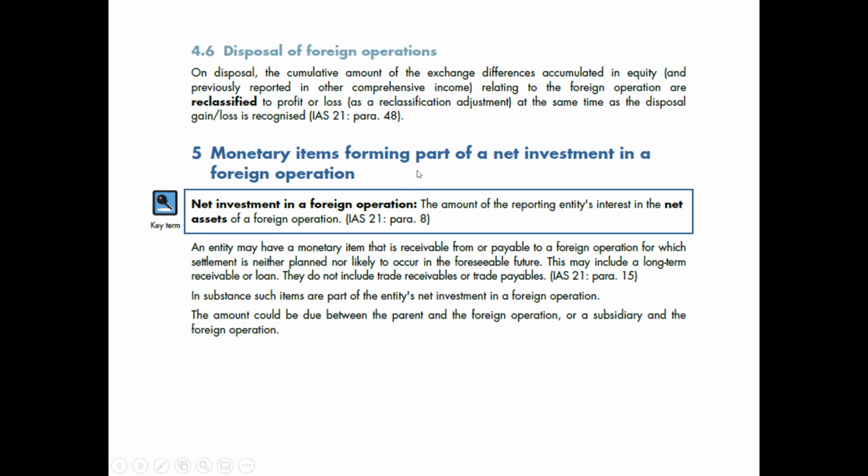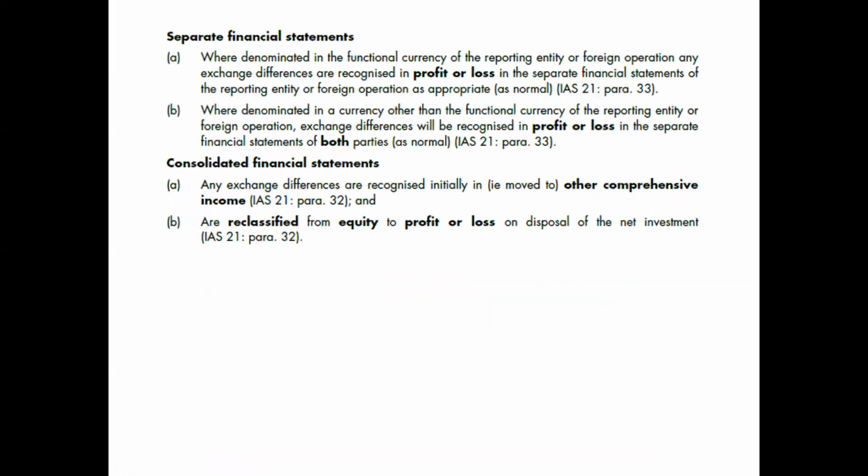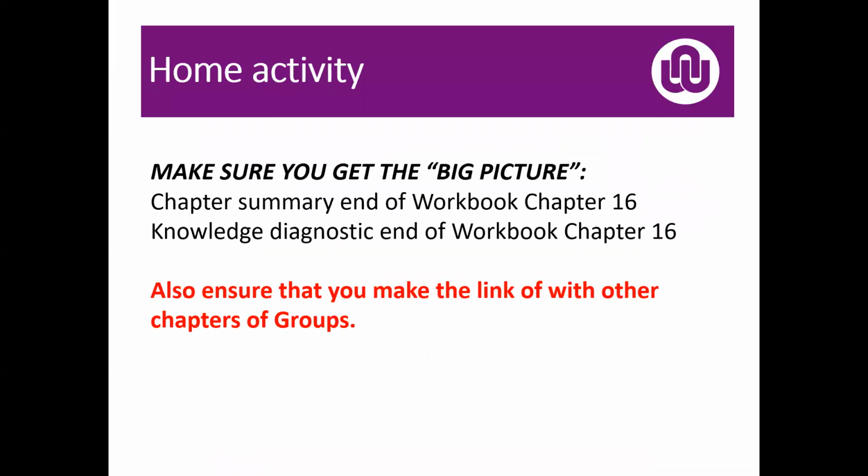Then if we look at monetary items from a net investment in a foreign operation, we need to understand what a net investment is, because there's a different way to treat that. You need to make sure you understand what a net investment is and how to present that in my separate and my consolidated financial statements. So work through the principles, make sure you understand what is expected of you, and I really hope this helps you to just wrap your head around IAS 21, foreign currencies and foreign operations.